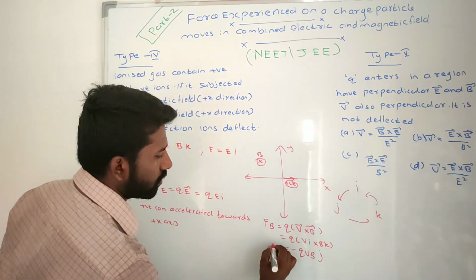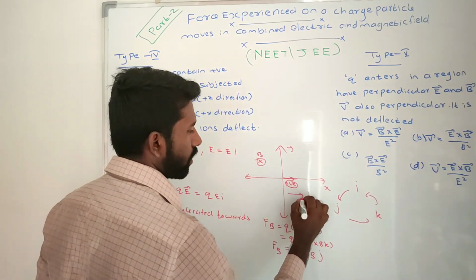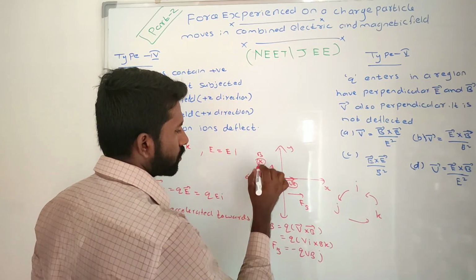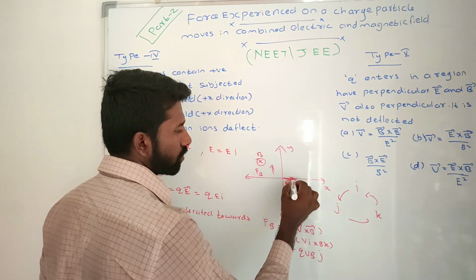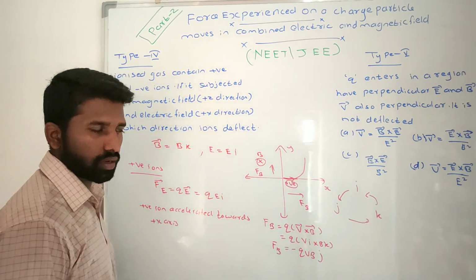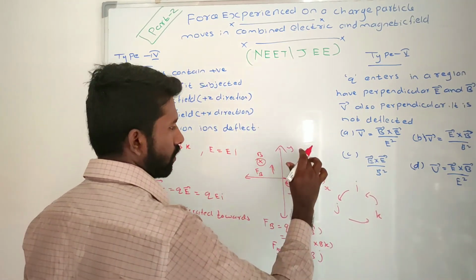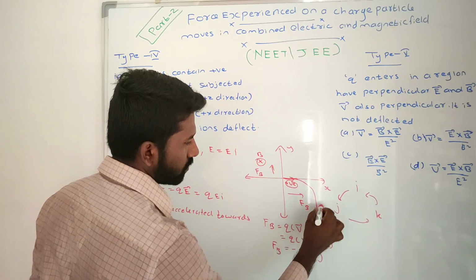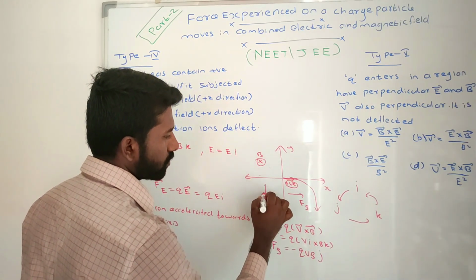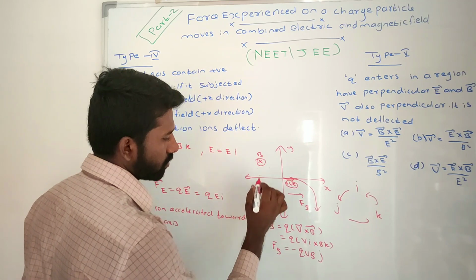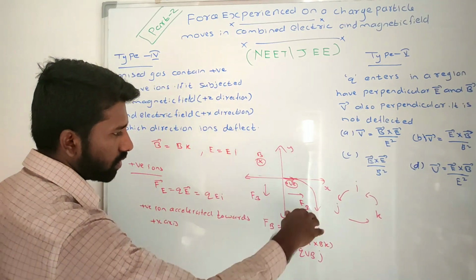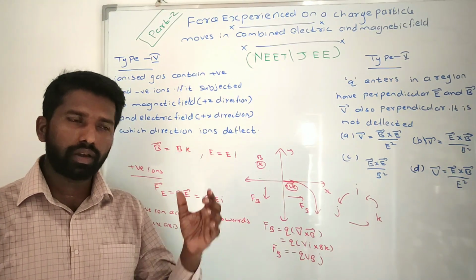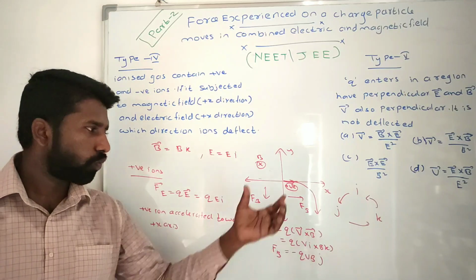That means this magnetic force is acting in which direction? The electrostatic force is acting in this direction. The magnetic force is acting in this direction, toward the negative Y axis. The charged particle is deflected like this. From this what you got? The positive ions are moved towards the minus Y direction.